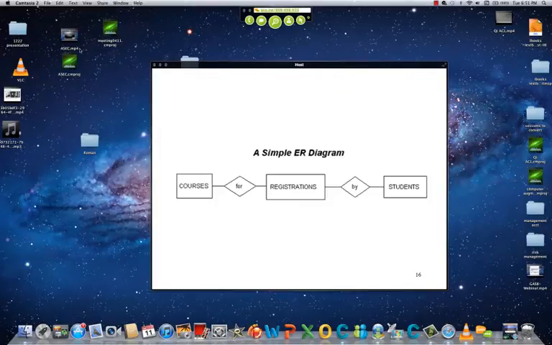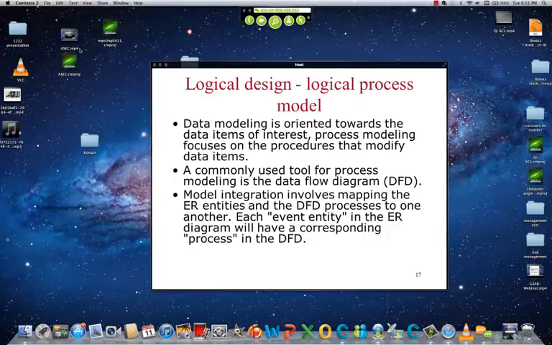So the first thing was the data model. This thing is about data processing models. Now we want to have a model for data processes, and there are many ways to describe those logical data processes. One way is to use something called DFDs, data flow diagrams. So what is a DFD?